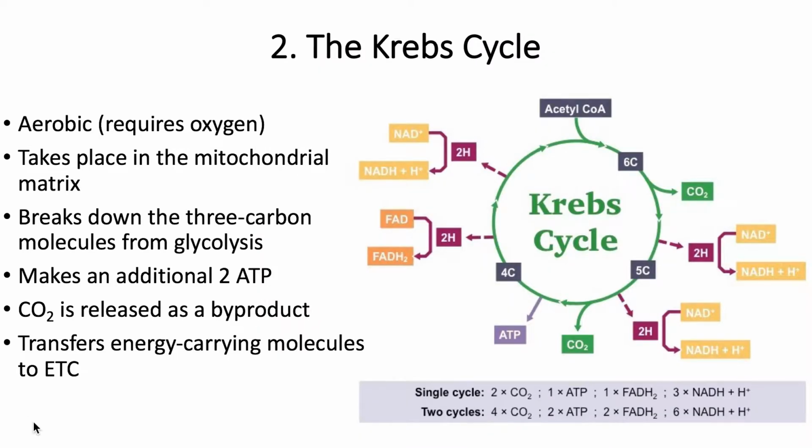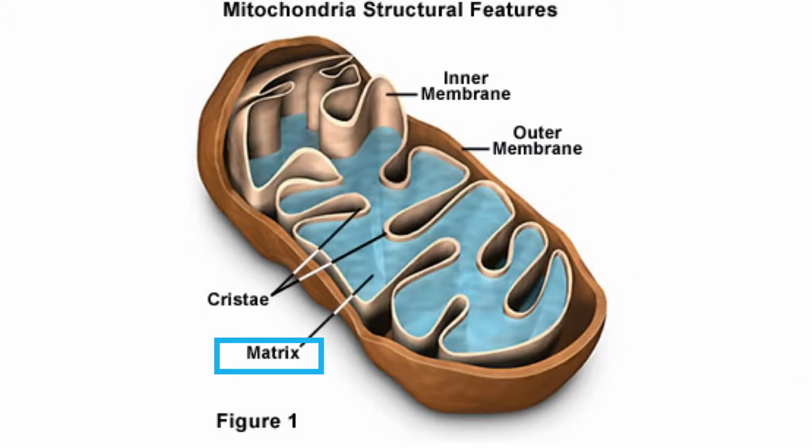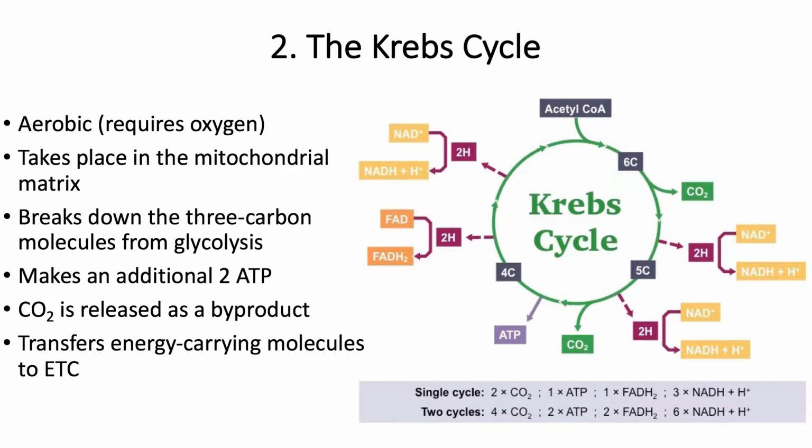Okay, the second part is the Krebs cycle. And the Krebs cycle needs oxygen. And it takes place in the mitochondrial matrix. We'll look at that next. This is the mitochondrial matrix. It's the inside of the mitochondria, right here. And during the Krebs cycle, you're going to break down those 3-carbon molecules from glycolysis, and an additional 2 ATP are going to be produced.